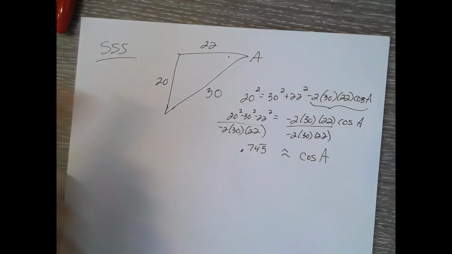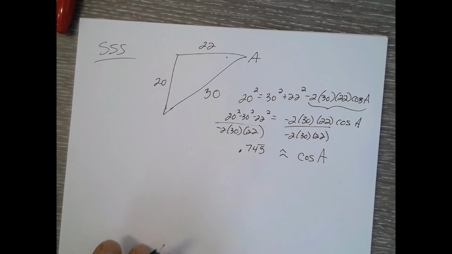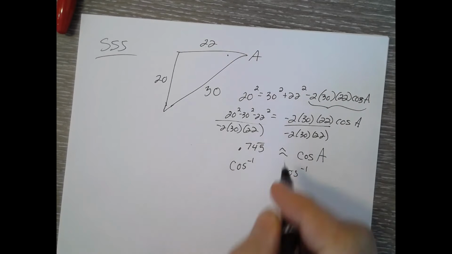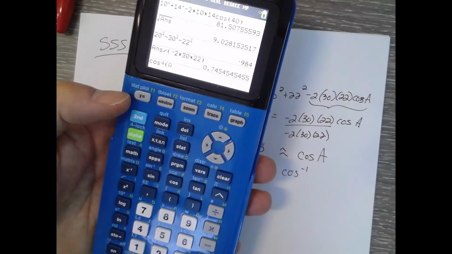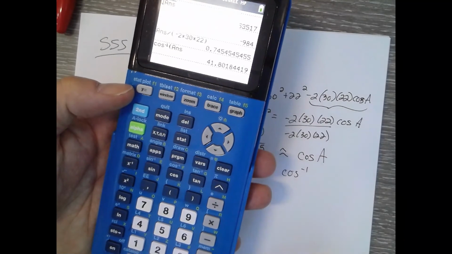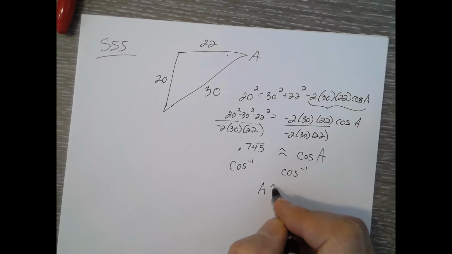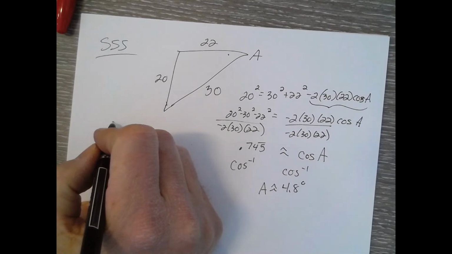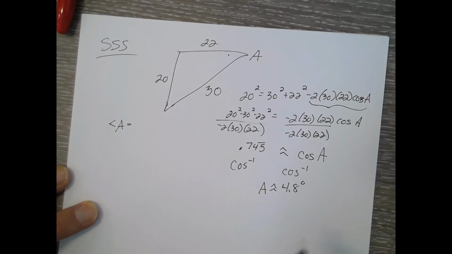All right, so now to find A, how do I solve for A? Good, inverse cosine. So I'll do second cosine, my answer, 41.8. All right, so angle A is about 41.8 degrees.